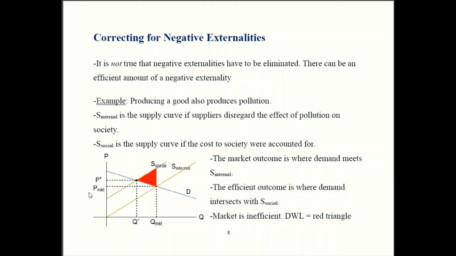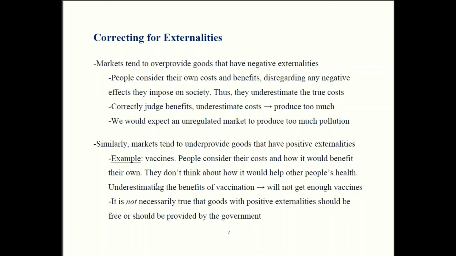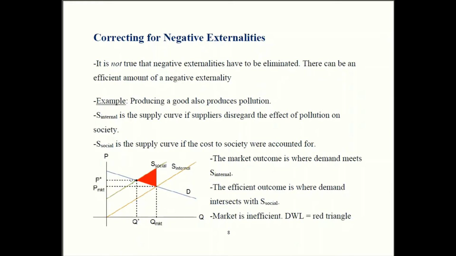So the market outcome here with market price, market quantity is inefficient. The firm is producing too much. That matches our intuition from earlier. Recall we said that if a good has a negative externality like pollution, markets tend to provide too much of those goods. And the market quantity is indeed higher than the efficient quantity.